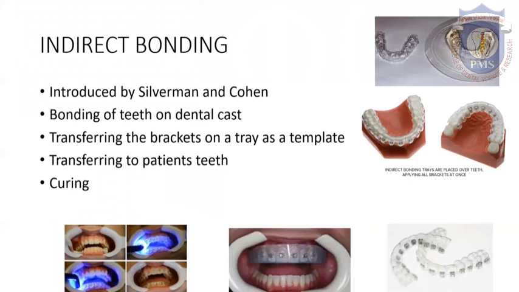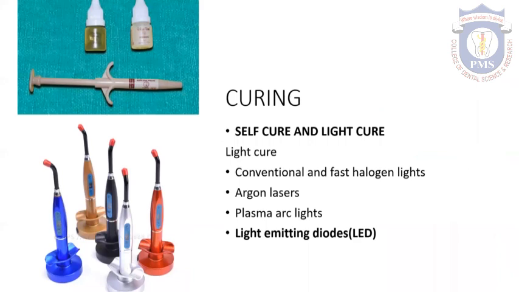Indirect bonding, first we have to take an impression of the patient and then we will bond the brackets on the teeth of these casts. We transfer these brackets onto a tray, which is used as a template, and then the tray along with these brackets is placed on the patient's teeth, and then we cure it. This is a more accurate way of bonding. This was introduced by Silverman and Cohen.